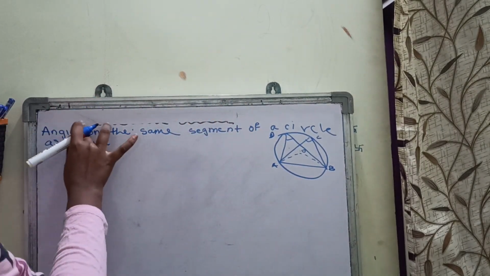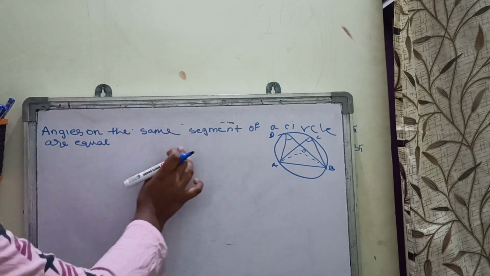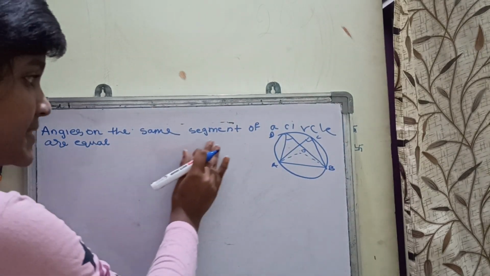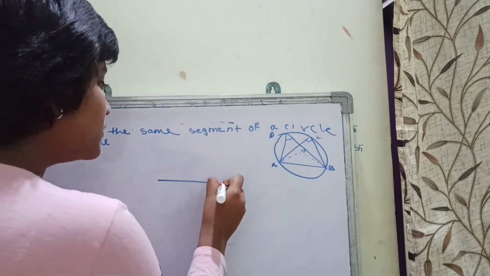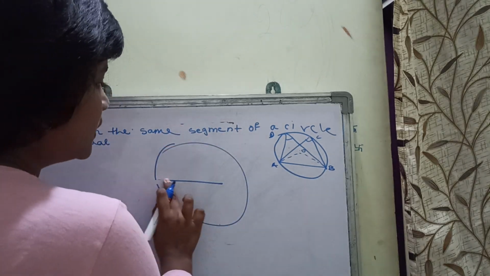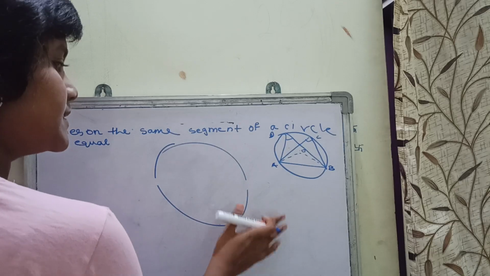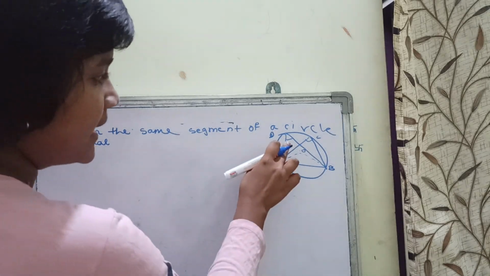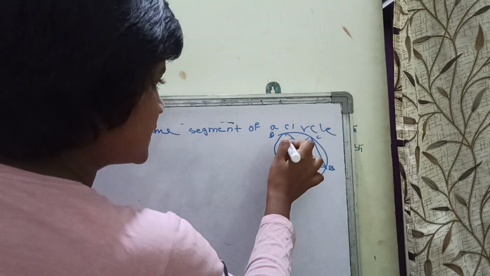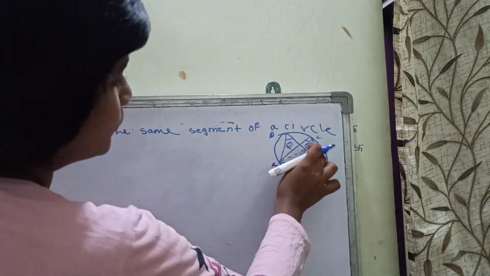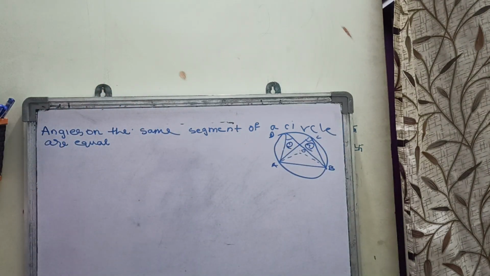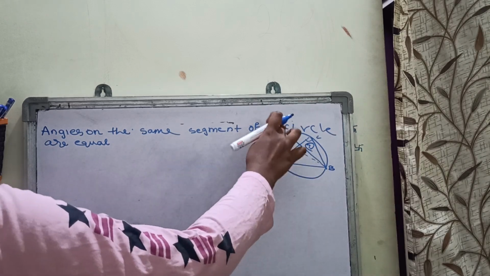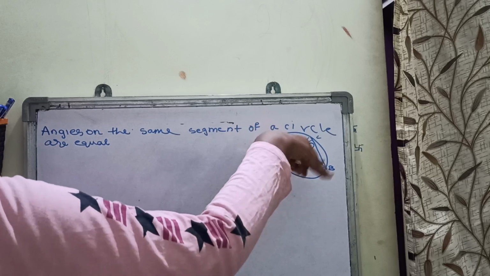So we are getting into the next theorem, that is angles on the same segment of a circle are equal. What is a segment? Which connects the two ends of a circle. They are asking us to prove this is equal to this. First, what information do we have? O is the center of the circle. C and D are points on the circumference of a circle.